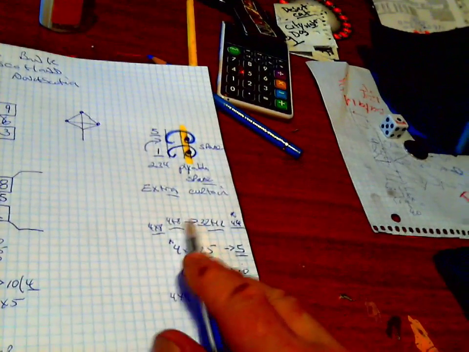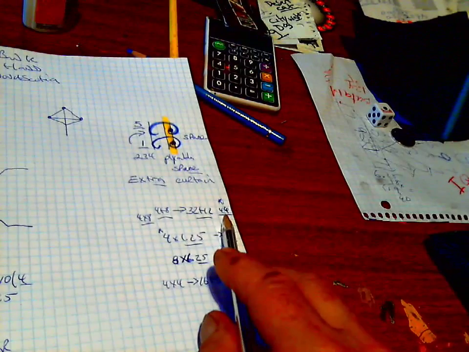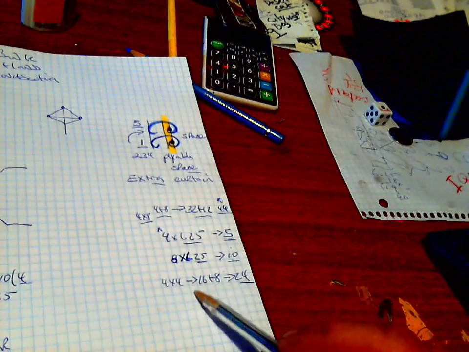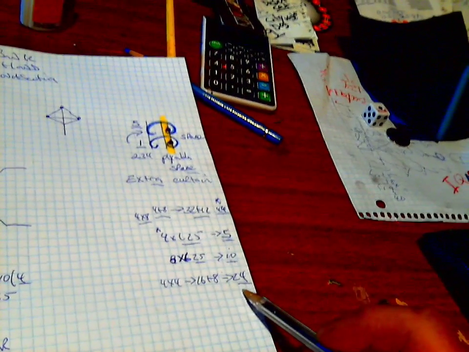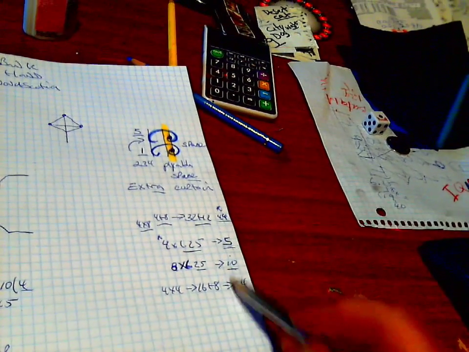4 by 8 is 32. 4 plus 8 is 12, equaling 44. 4 times 4 is 16. 4 plus 4 is 8, equals 24. 2 times 4 is 8. 2 plus 4 is 6.